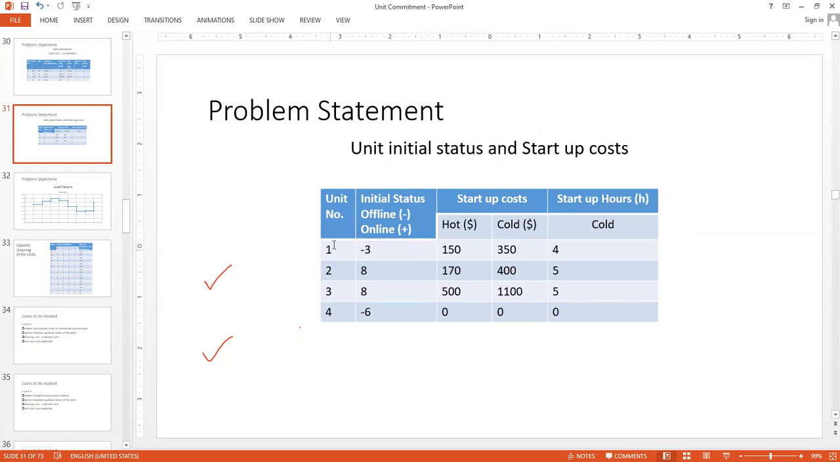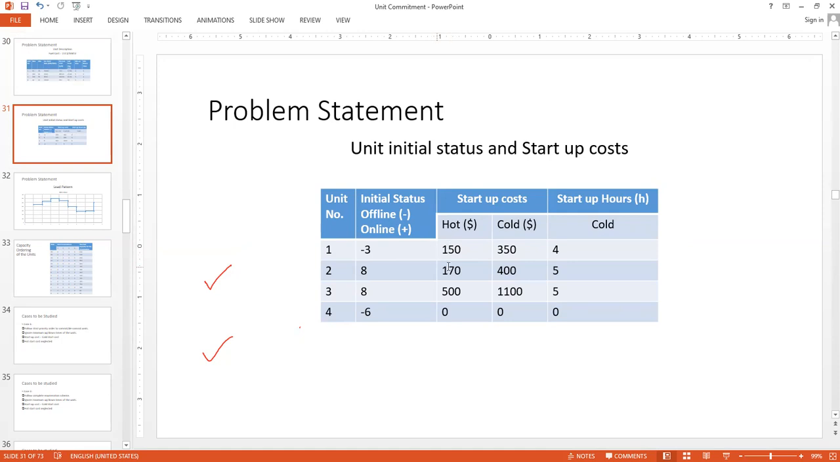Now, when we decide to start it, which cost should be there? You see, for 3 hours it has been off, which is less than the cold startup hours. So it is less than 4 hours. That means it hasn't been off for 4 hours; it has been off for 3 hours. So it hasn't cooled down completely in these 3 hours. For getting cooled completely, it will take 4 hours. So now if I want to run it again, I have to go for the hot start cost.